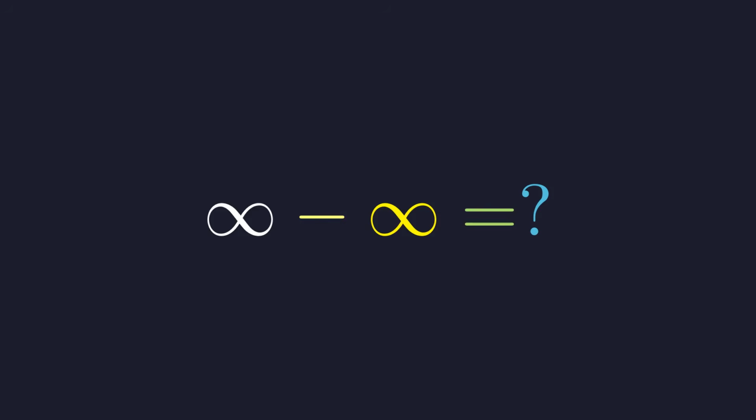At first glance, this question seems trivial. Infinity minus infinity. Surely the answer must be 0, right? But what if I told you the answer could also be 5, or -5, or even infinity itself? This simple expression hides a profound concept in mathematics.